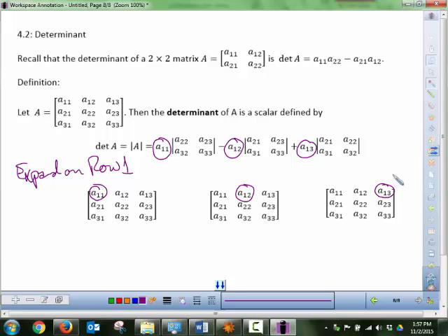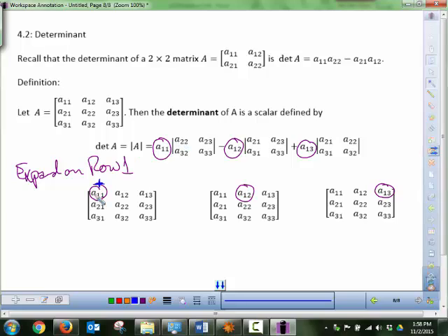But if you see any zeros in any rows or columns, you may be interested in expanding on a row or a column with zeros in it, because that just means you have 0 times a submatrix. Beyond that, when you expand on this row 1, you need to assign a plus or a minus on your expansion. And the plus or minus depends on where you start and where you move.